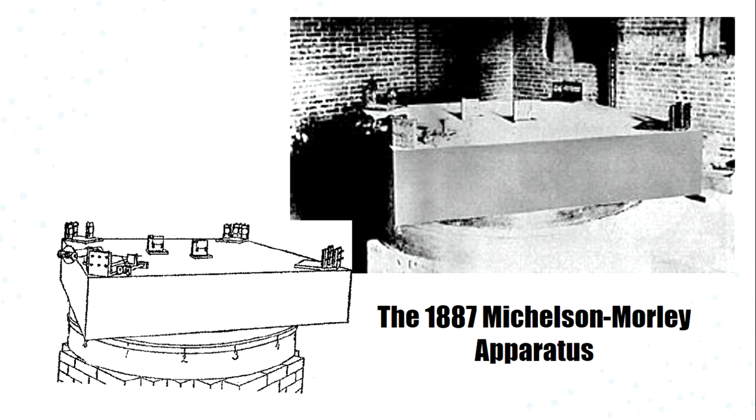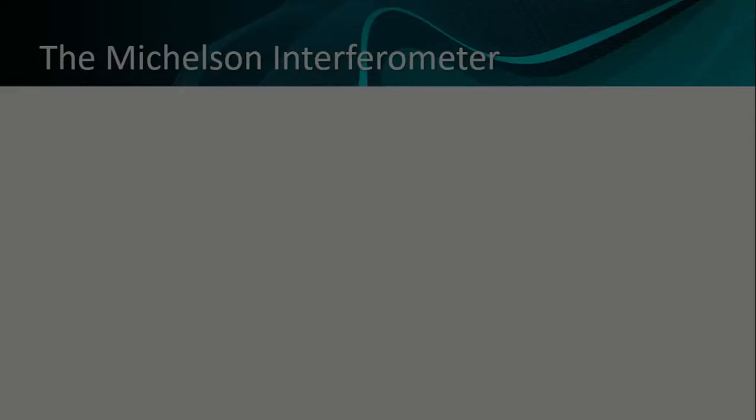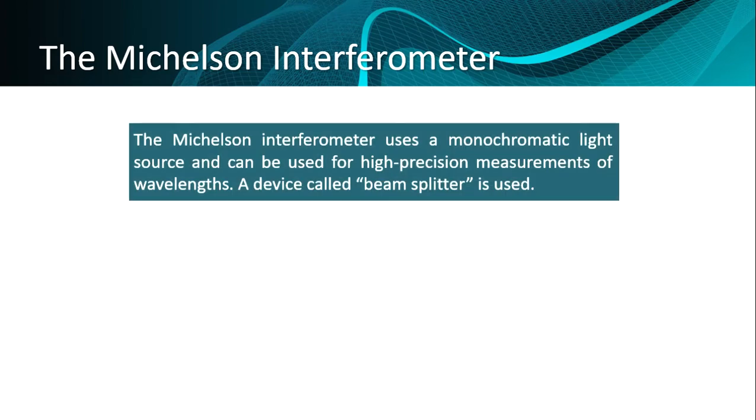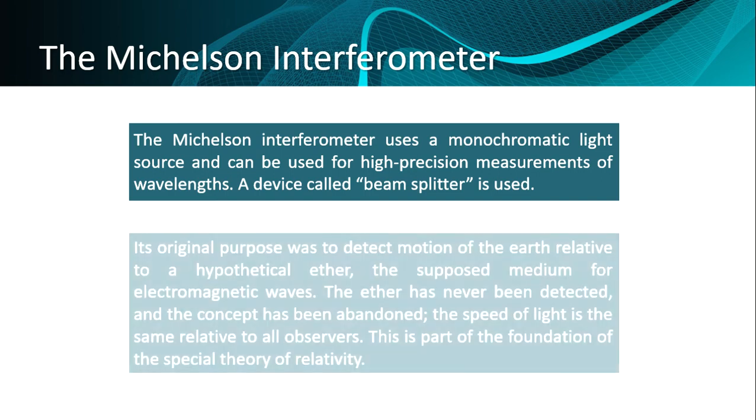This is used by Michelson and Morley in 1887 in conducting their experiment. So the Michelson interferometer uses a monochromatic light source and can be used for high precision measurements of wavelengths. A device called beam splitter is used.